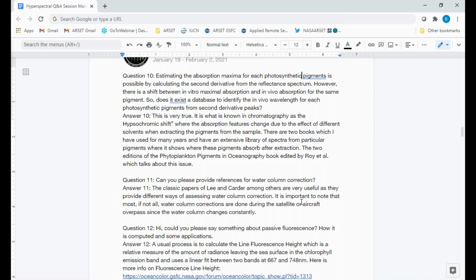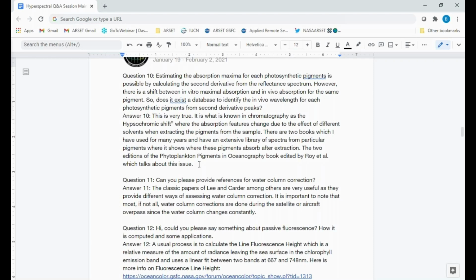The short answer is no, that I know. It is very true what our participant is mentioning about the shift in chromatography. That is what is known as a hypsochromic shift, where the absorption features of a particular pigment change due to the effect of different solvents used for extracting the pigments, whether you're using methanol or acetone or something else.